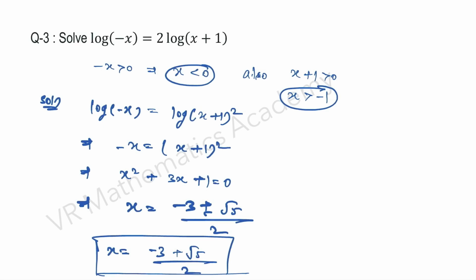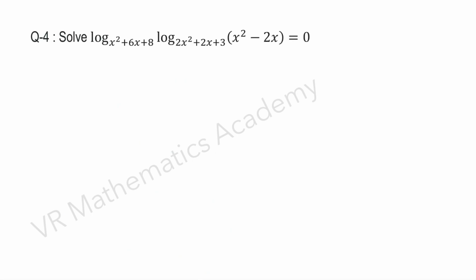So I think you understand how we find the solution, and how we are using the concept of domain. Next, question number 4, we have to solve log of base x square plus 6x plus 8 into log of base 2x square plus 2x plus 3 of x square minus 2x is equal to 0.